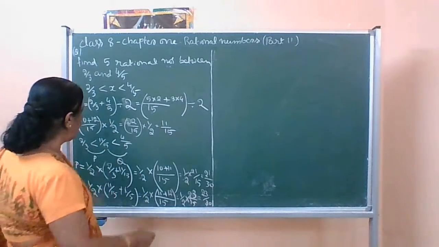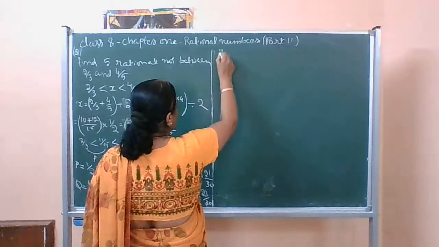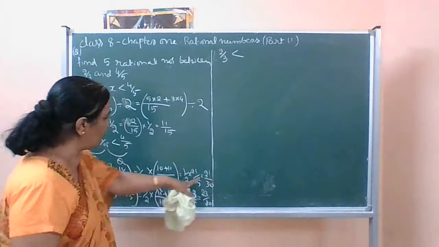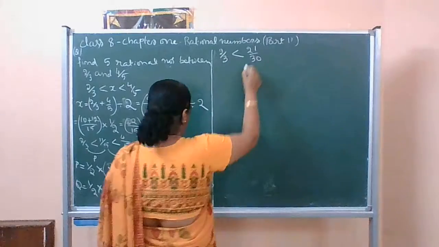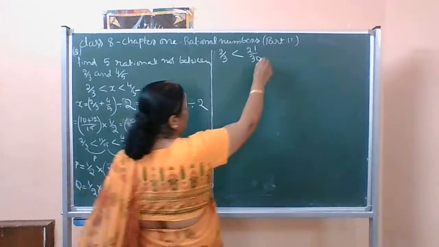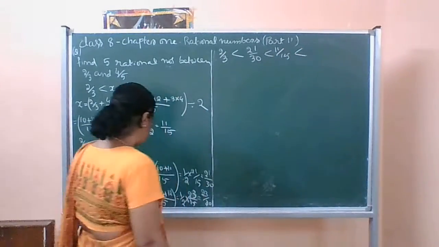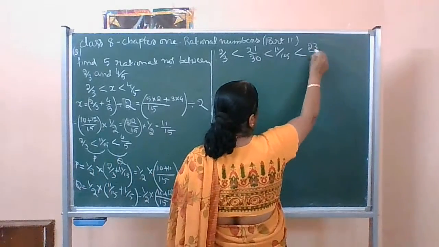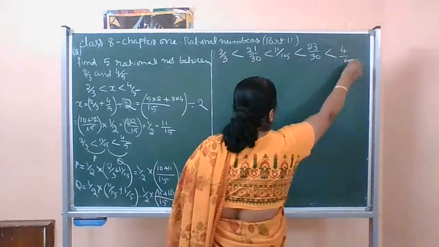Now, what are the rational numbers which come in between these two? Now it is 2 by 3 less than. Now what number you got? 21 by 30. You got 21 by 30. Then it was 11 by 15. 11 by 15. And then it is 23 by 30, 23 by 30 less than 4 by 5.